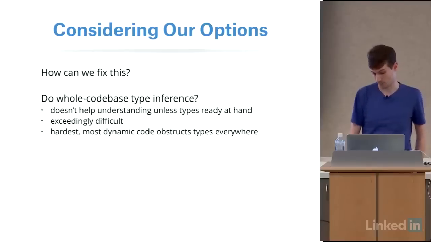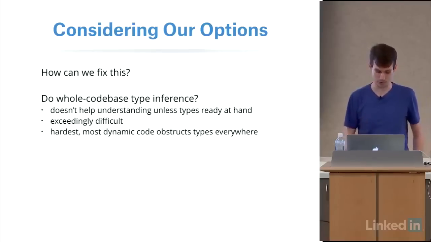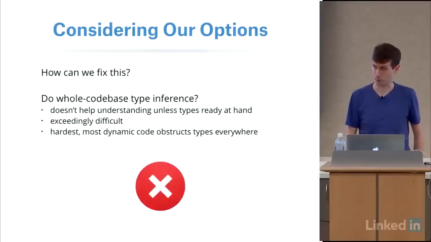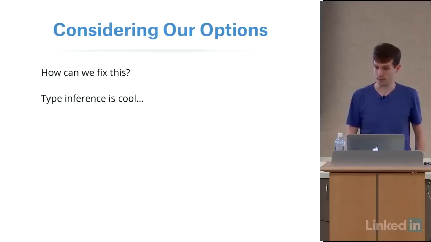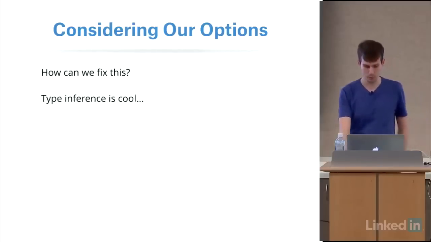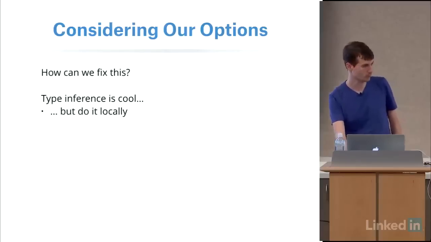And in some cases, it could even be fundamentally impossible and depend on something outside the source code itself, even though the interface is perfectly fine and well-typed. So that strategy won't work either. OK. So what can we do? Well, type inference is a pretty neat idea. Let's do that, but let's do it locally.